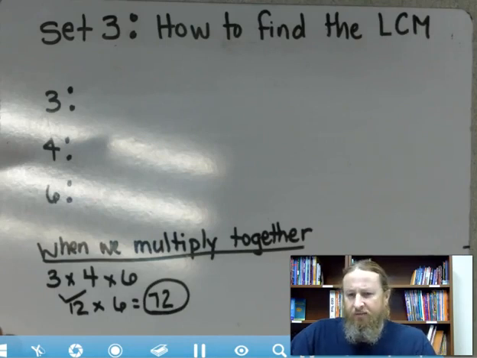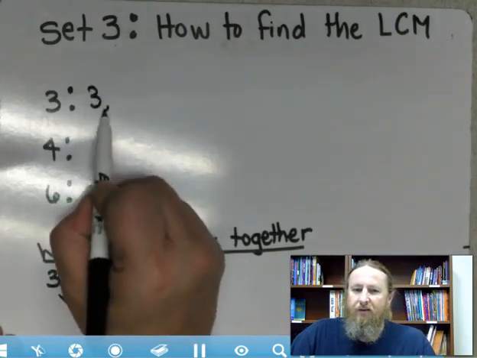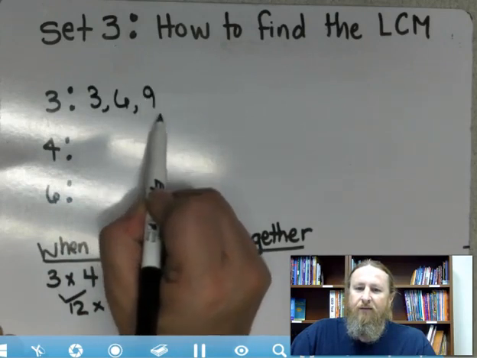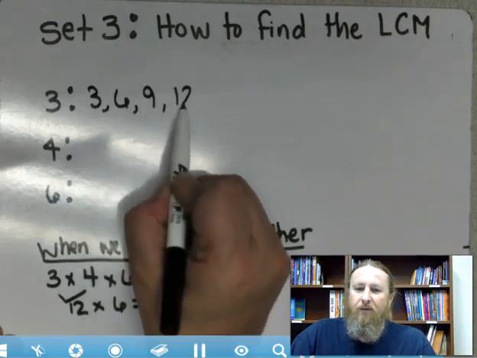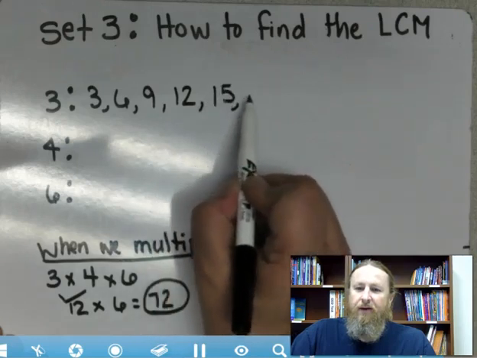However, 72 is a bit large to work with, especially if we're dealing with fractions. So instead, we are going to use the list method to find the lowest common multiple, because I'm pretty sure 72 is not it. So we're going to begin with our multiples of 3. We're going to say 3, 6, 9, 12, 15, and 18.